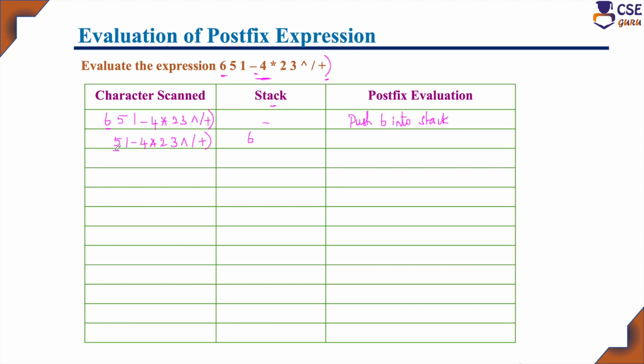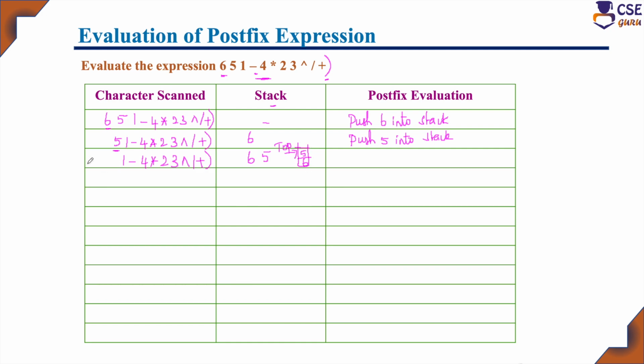And the next input character is 5. So 5 is an operand, so push 5 into the stack. The remaining input characters are 1 minus 4 star 2, 3 exponent, division plus closed parenthesis. Now if you are pushing 5 into the stack, 5 will occupy the top element of the stack. In the stack data structure, 6 will be at the bottom and 5 will occupy the top position of the stack. The stack elements will be placed like this only.